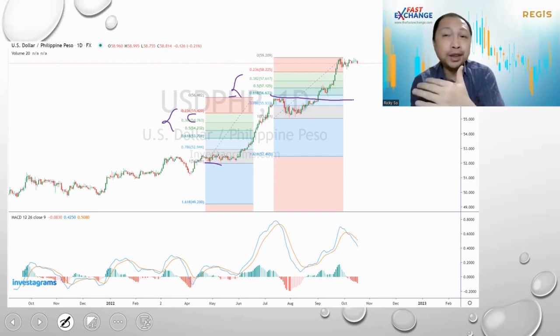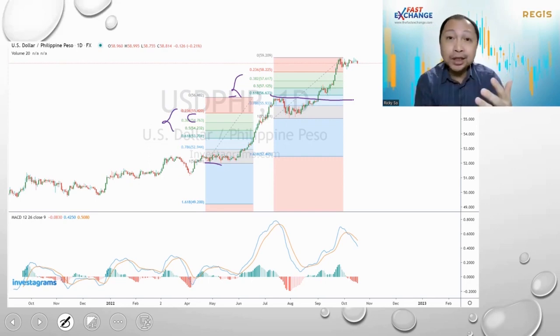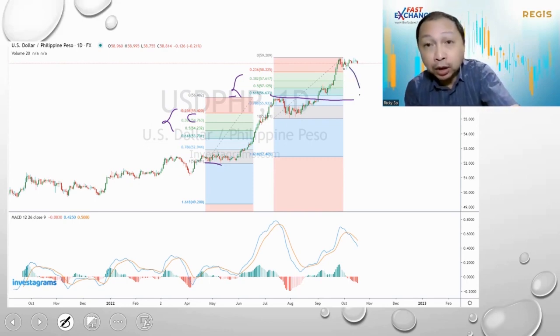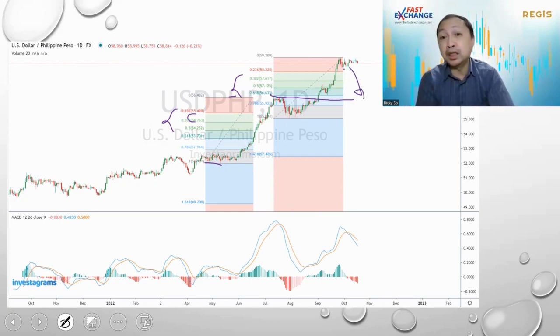So that being a resistance that was broken recently is now going to become a major support, wherein it is possible that the correction can still extend to about 56 level, and the MACD would go back to about near the center line, and the uptrend can still persist. So for those who are looking to buy the US dollar, that could be a buy zone.